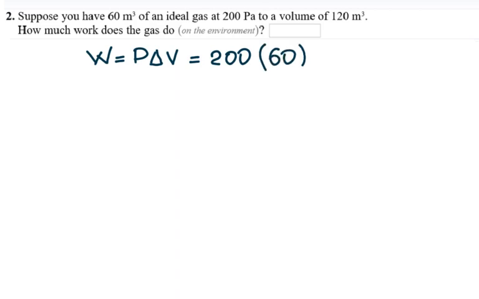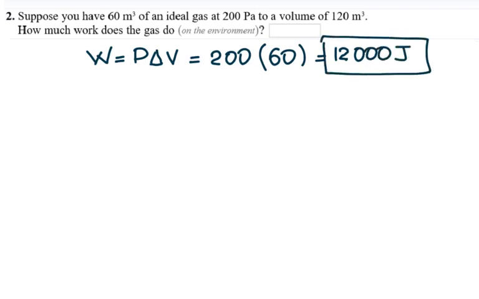When they say the gas does work, they mean the gas does work on the environment. So there is expansion, so the work on the gas is negative, but the work done on the environment is positive. So the work is equal to P delta V, and the pressure is 200 Pascal, and the change of the volume is 60. That gives me 12,000 joules of energy, and it is positive work on the environment, negative work for the gas.